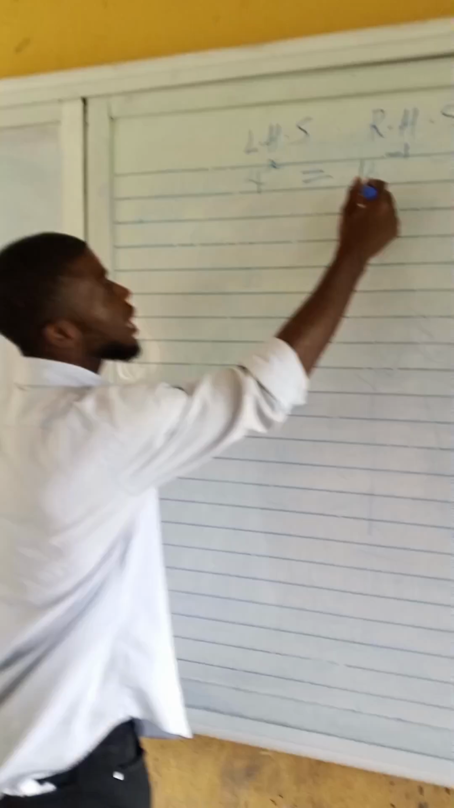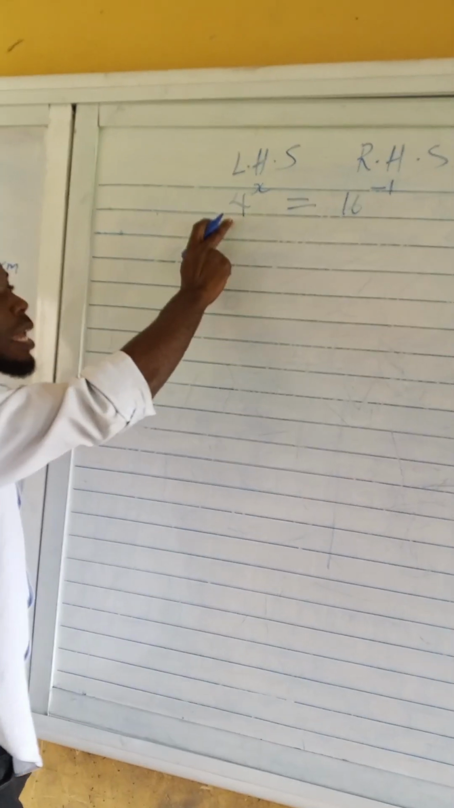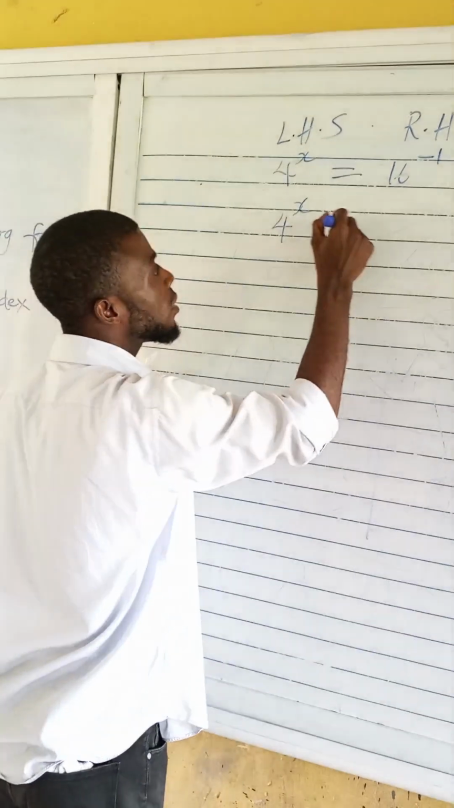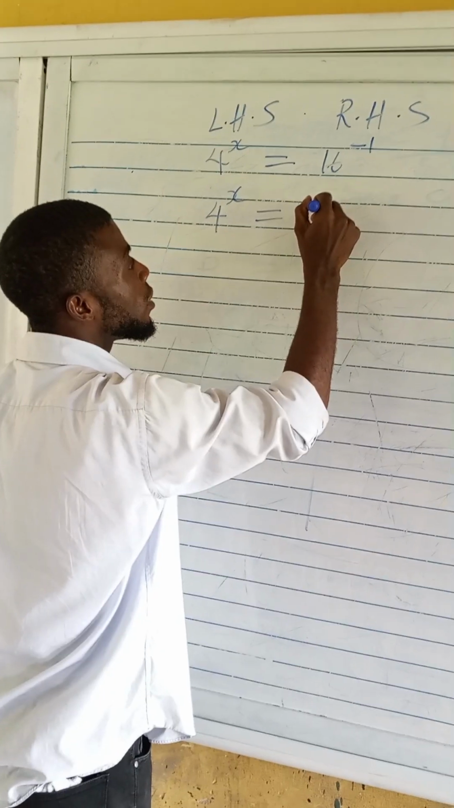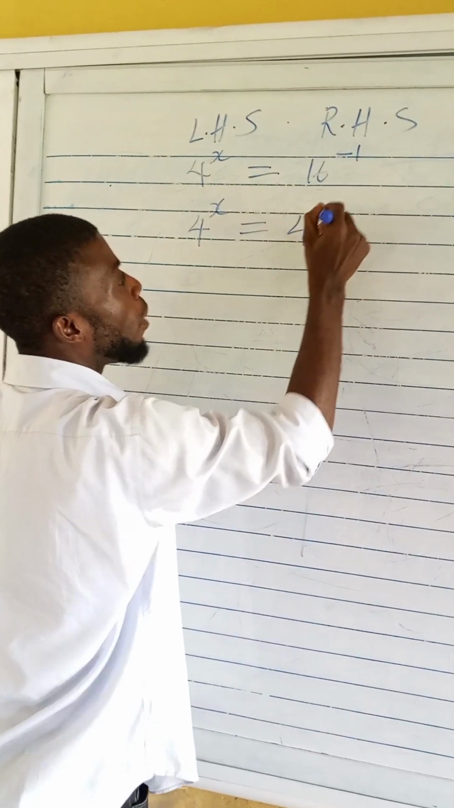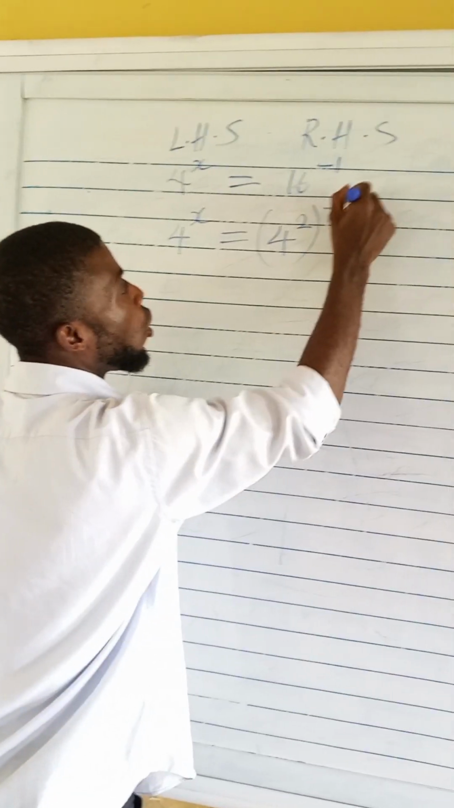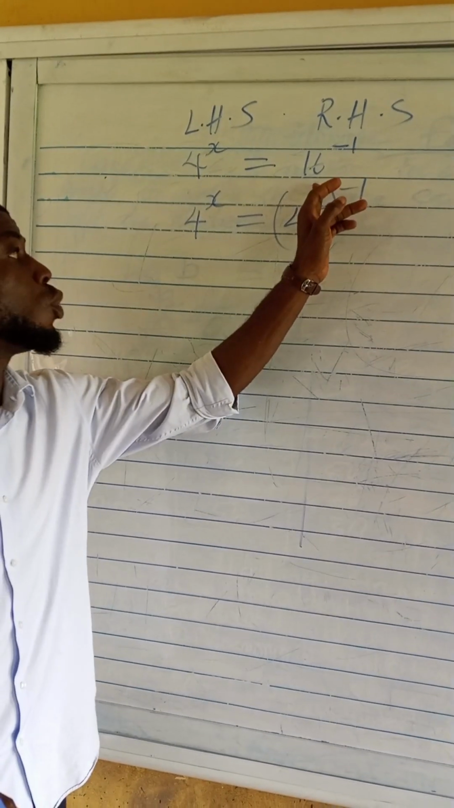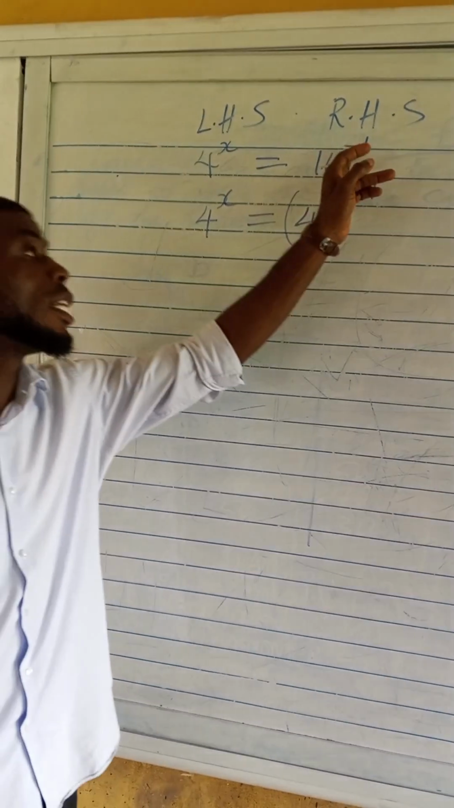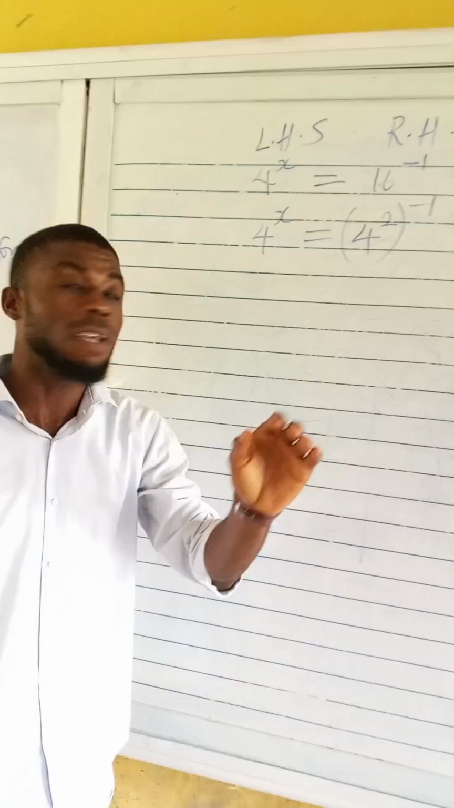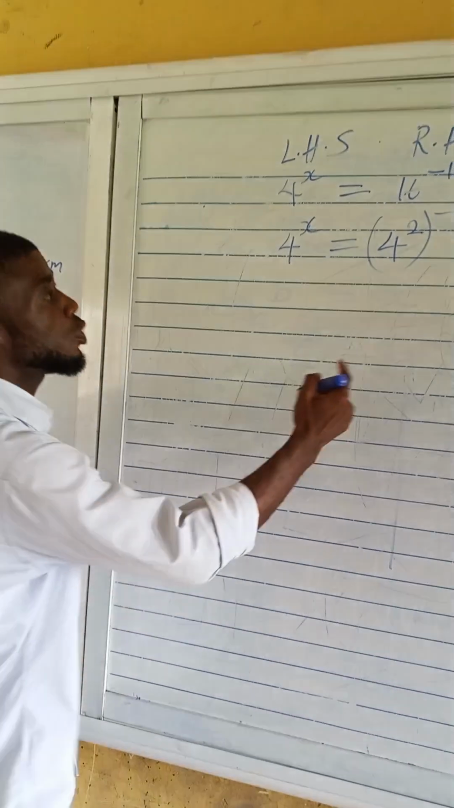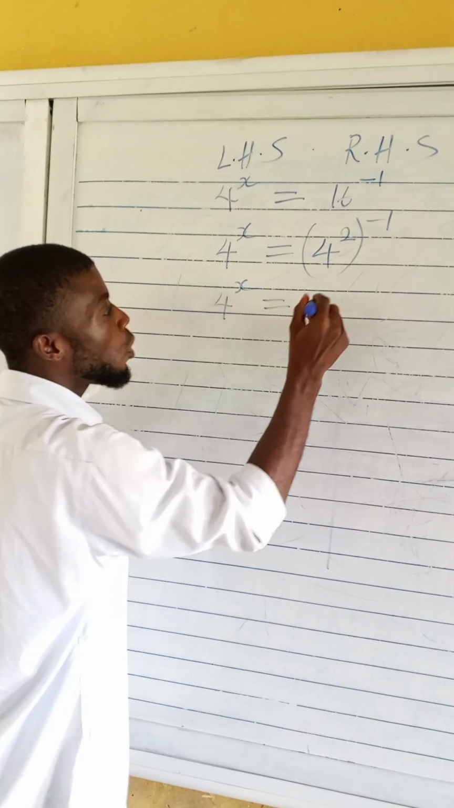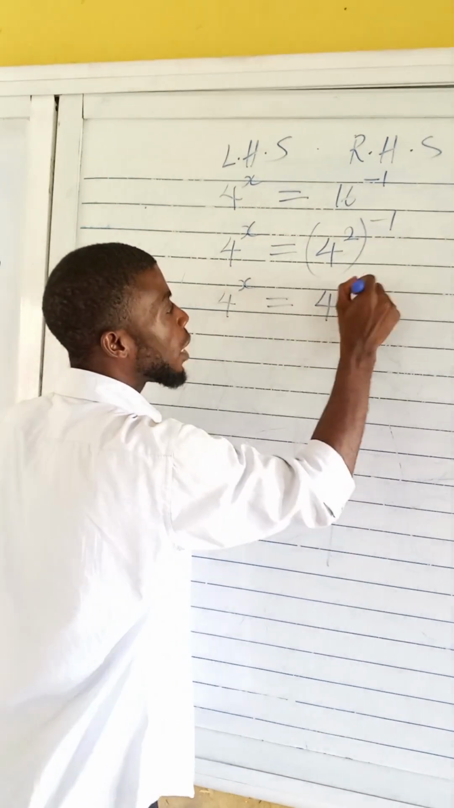Yes, and we can actually express 16 to have the same base as what? 4. So we can now say that 4 raised to the power x is equal to what? What is 16? It is the same as 4 raised to the power what? 2. I can use a bracket to say all raised to the power what? Minus 1. Have I changed anything? No. What is 4 raised to the power 2? It is the same thing as 4 times 4, which is what? Still 16. Meaning that I have not changed the value of 16. I will proceed to remove the bracket here. So I can now say that 4 raised to the power x is equal to 4 raised to the power minus 2.